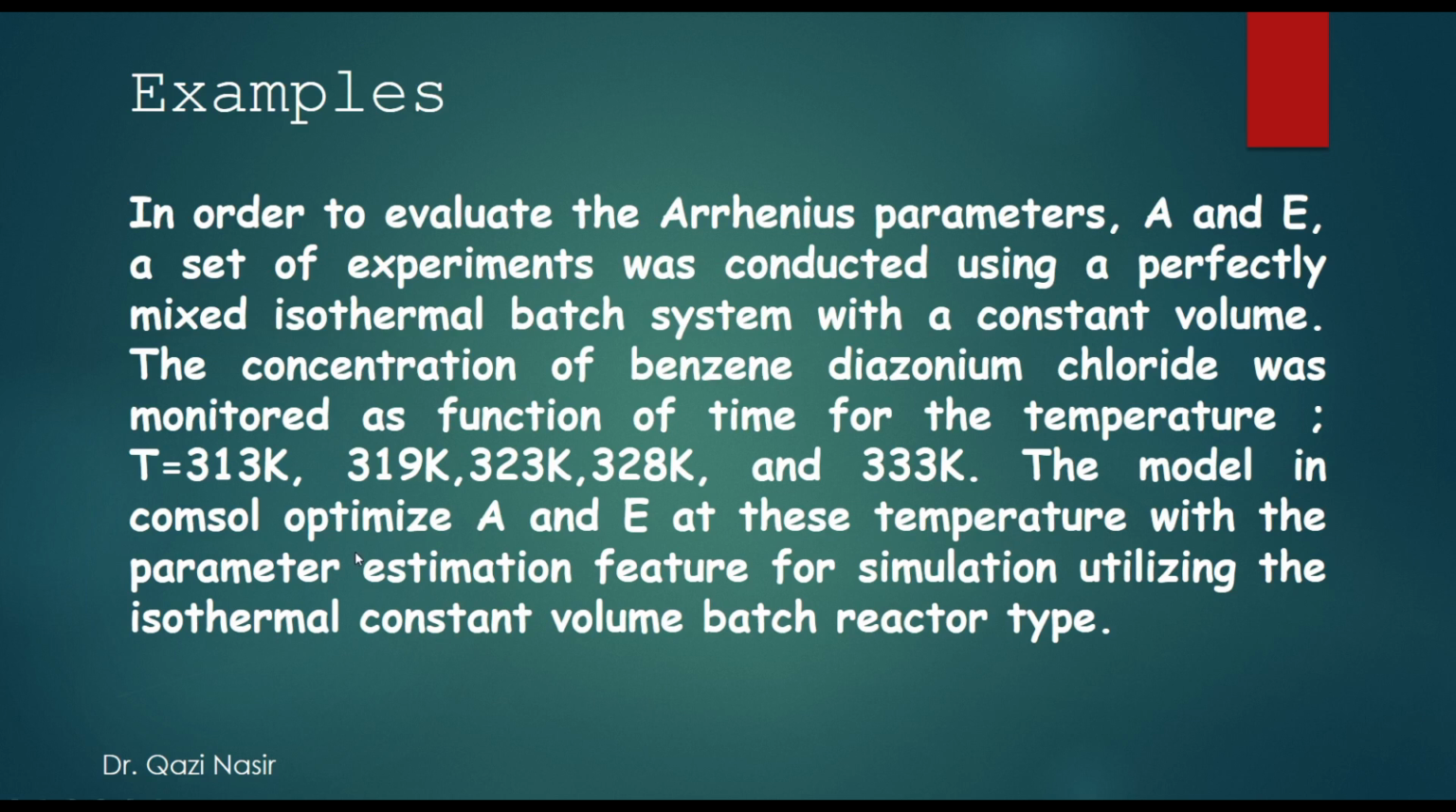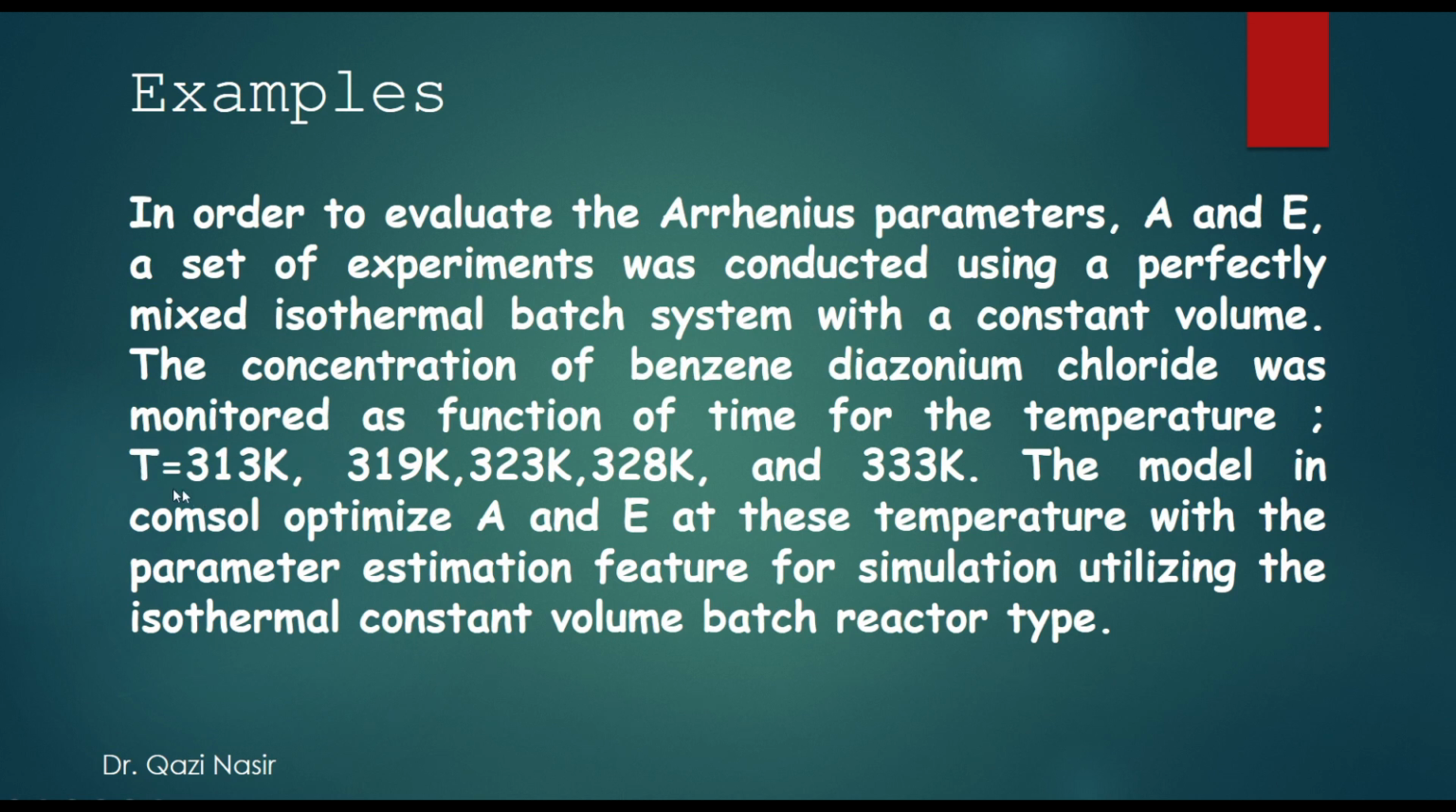So what exactly is the problem? The problem is, in order to evaluate the Arrhenius parameters A and E, a set of experiments was conducted using a perfectly mixed isothermal batch system with a constant volume. The concentration of benzene diazonium chloride was monitored as a function of time for a temperature. For example, in this particular case, different temperatures are used.